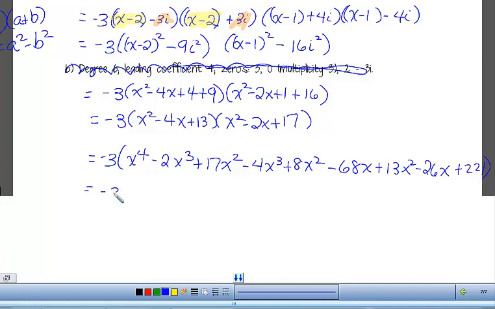Okay, so we get negative 3, x to the 4th. For my cubes, I'm just marking these out for my reference. Minus 6x cubed.